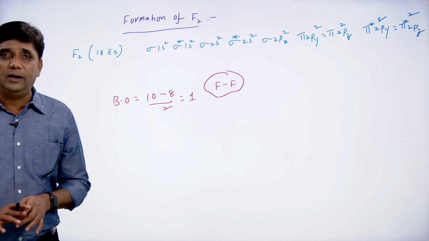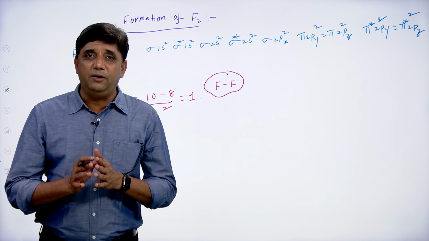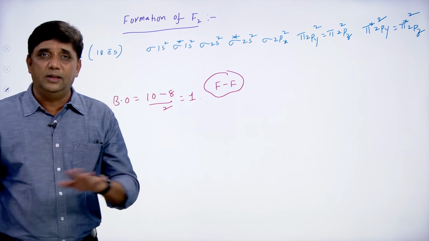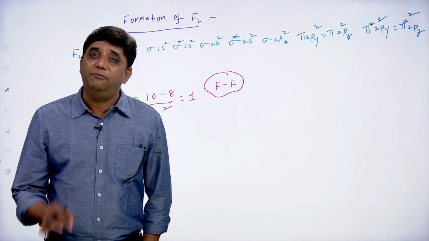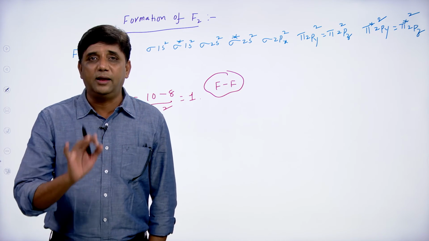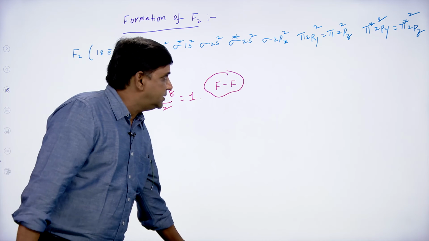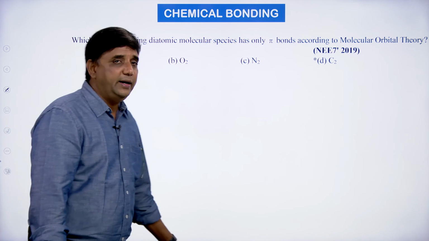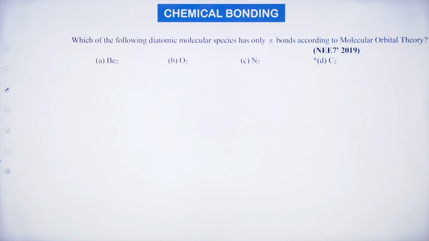So here ends the molecular orbital theory for various molecular species; we have completed it, and this is how the total molecular orbital theory is completed. Very important area in chemical bonding. Okay. Now let us see some questions related to the molecular orbital theory. This is a NEET 2019 question. Which of the following diatomic molecular species has only pi bonds according to molecular orbital theory?